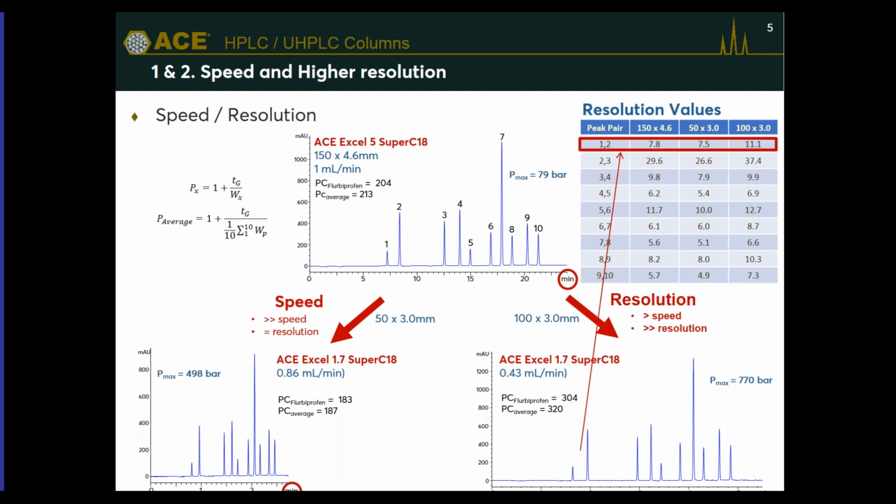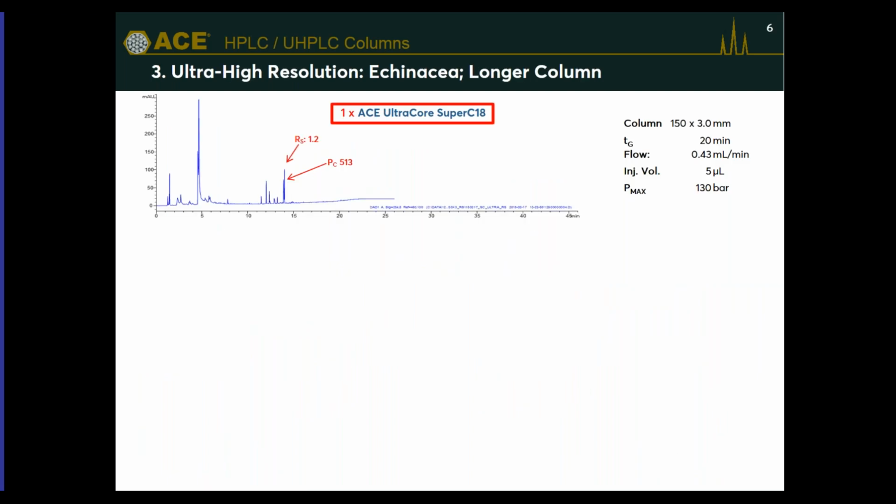And in fact, we can see that more clearly if we interrogate the data a bit more closely. We can see the peak resolution values for the peak pair 1 and 2, for instance, on the HPLC separation, the 154.6 are lower than those for the 100 millimeter UHPLC separation. And further on in the chromatogram, peak pair 8 and 9, we can see again the HPLC values are 8.2, and they're higher with the UHPLC column configuration. So certainly speed and resolution are advantages of UHPLC. What about very high resolution separations?